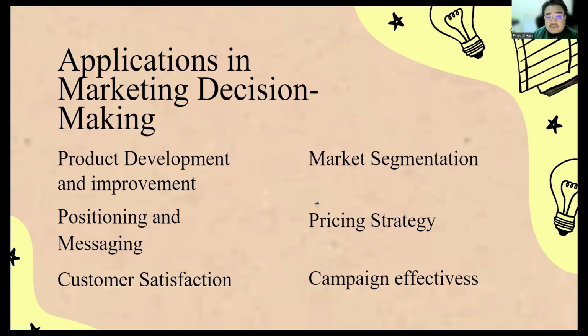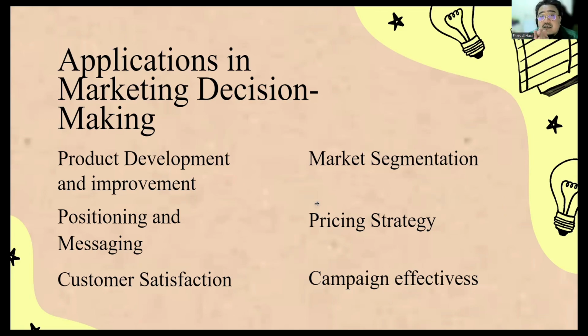The second is market segmentation. Research helps businesses divide the market into smaller segments based on shared characteristics, such as demographics or behavior. For example, a skincare brand might discover that young adults prefer eco-friendly products, while older consumers are more concerned about anti-aging benefits. This allows for targeted marketing.